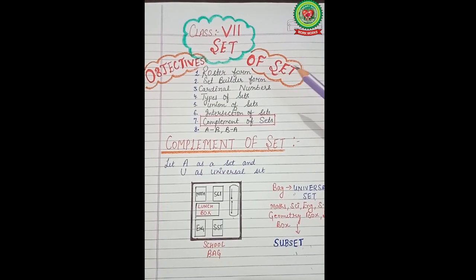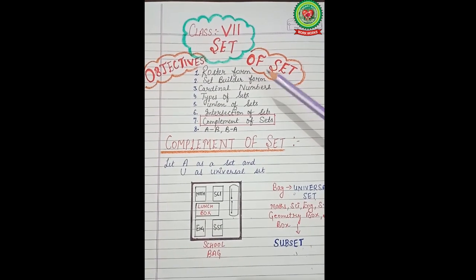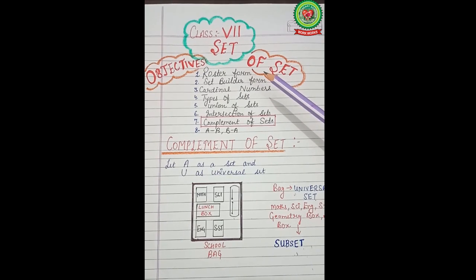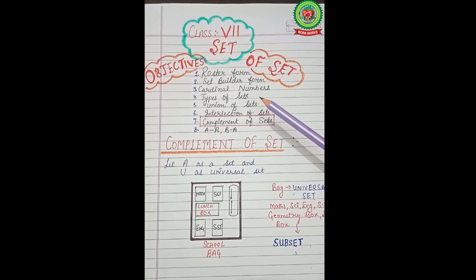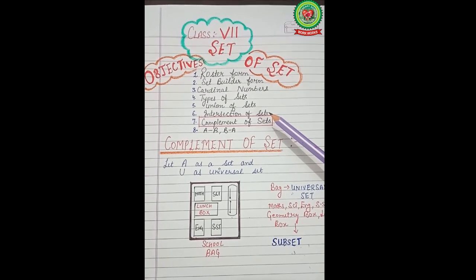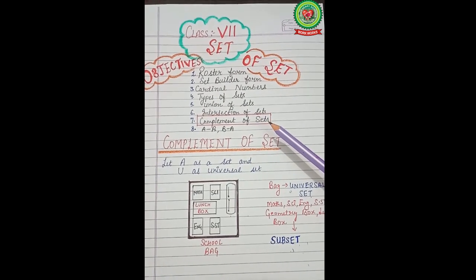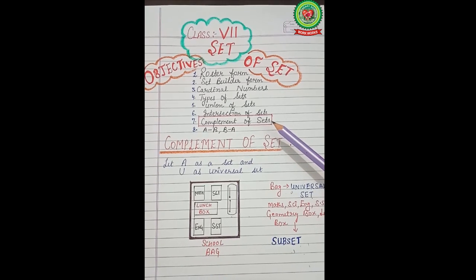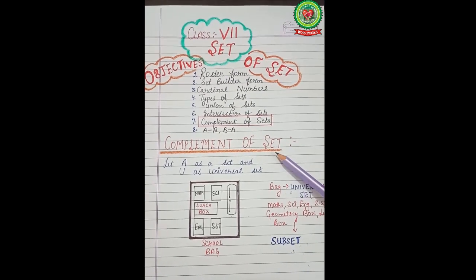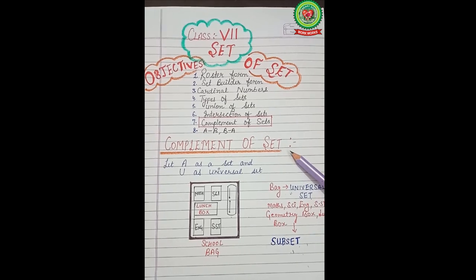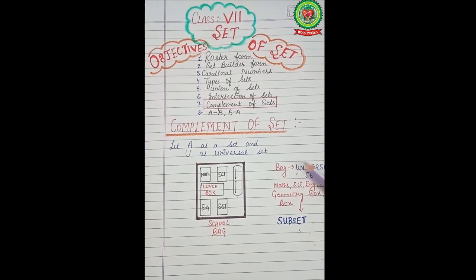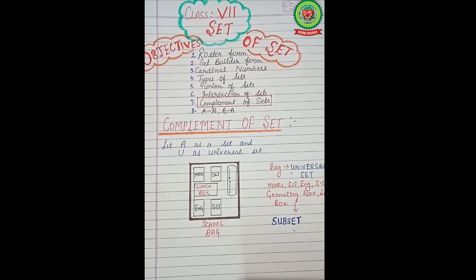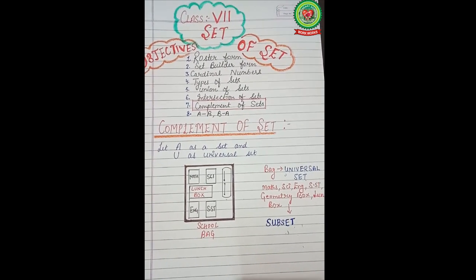Dear students, in this chapter on sets, we have already learned about roster form and set builder form, cardinal numbers, types of sets, and union and intersection of sets. Now your new topic is the complement of sets. Today we will learn about the complement of a set and how to find it. But before starting our topic, we should learn about the universal set as well as the subset.